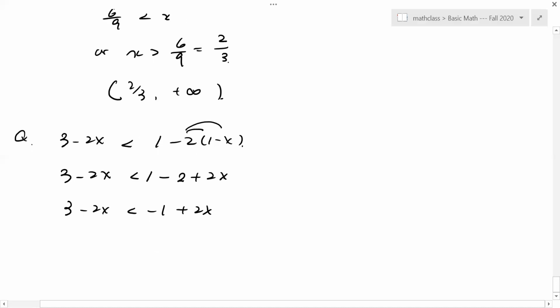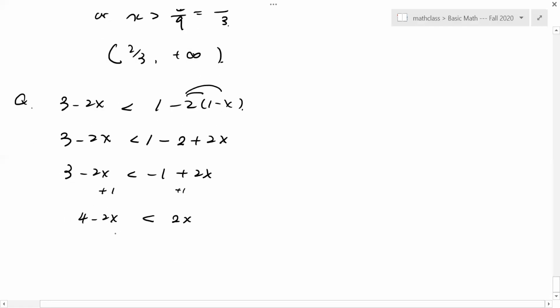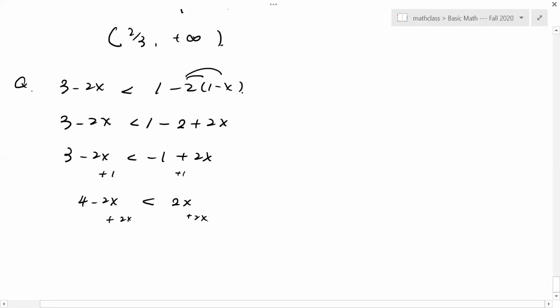So now I'm going to pick a side, whichever I prefer. So I get 4 minus 2x on the left-hand side, and the right-hand side is 2x. Then I add the 2x to both sides, right? So you will get 4 less than 4x, right?